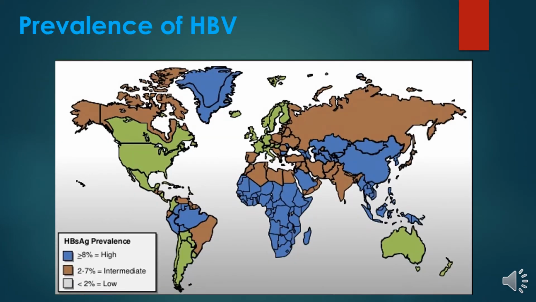If we look at this slide showing the prevalence of hepatitis B virus, the blue shows 8% or higher, seen in China, Africa, South America and Canada. Intermediate prevalence of 2 to 7% is seen in the subcontinent, the Middle East, and also South and North America, along with Russia. Less than 2% is shown by the white. So it is found all over the world.